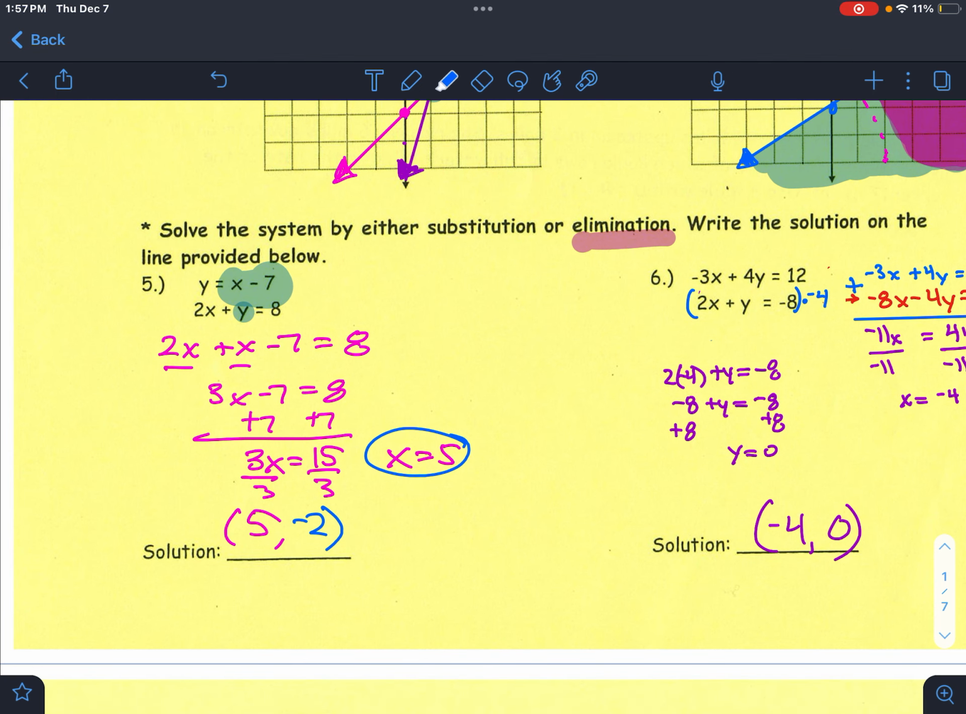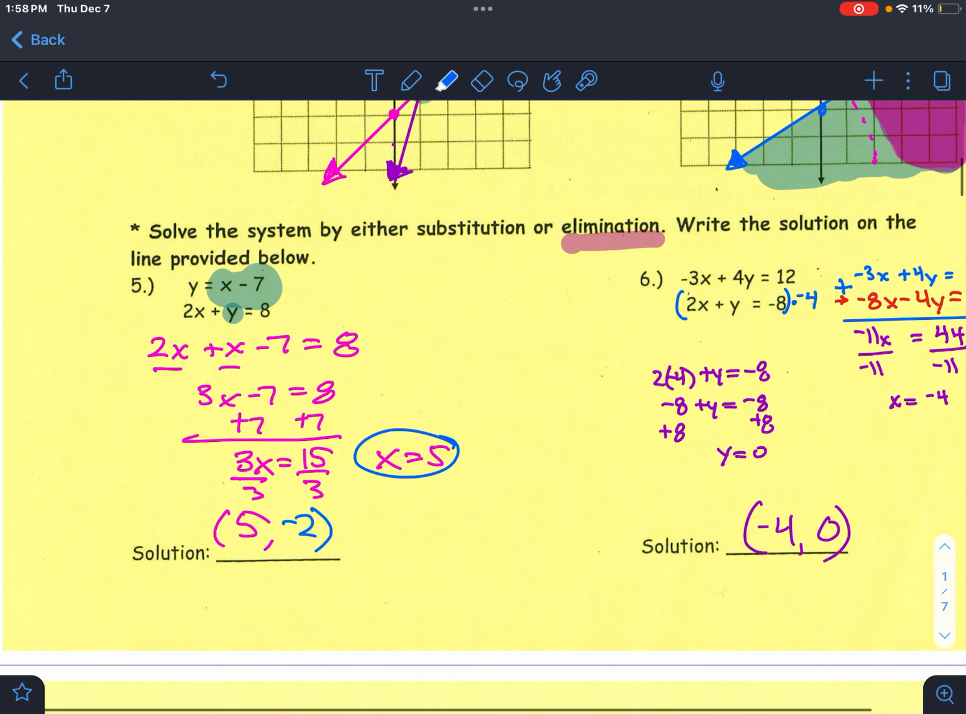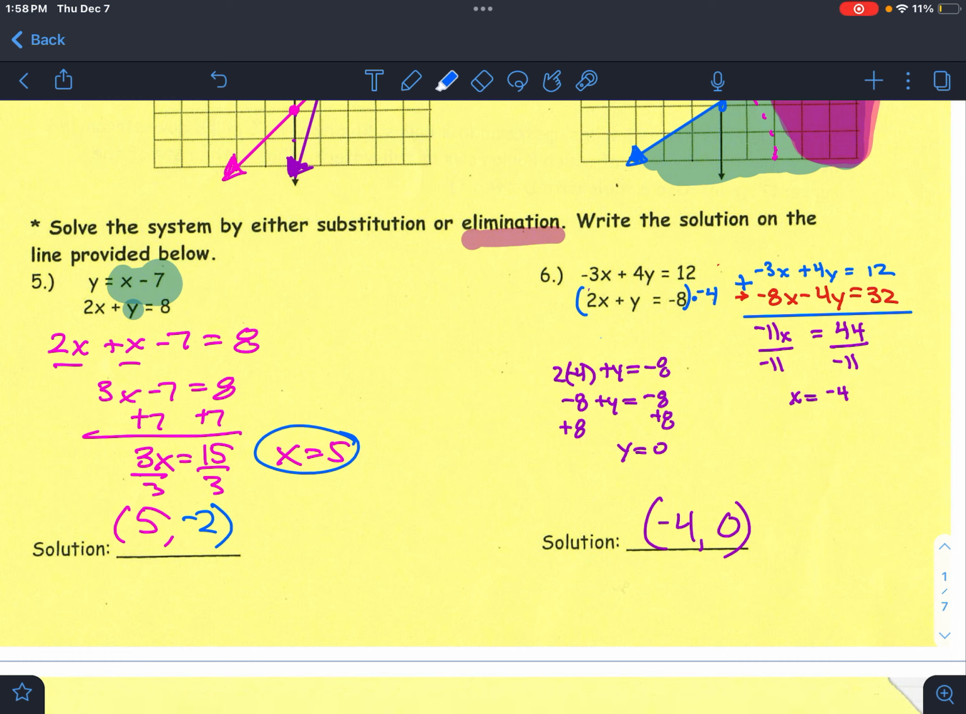On number 5, I use substitution, solving for x, and then substituting to solve for y. Again, all of these I explained in class today, so I'm going to briefly go through these to get to the practice test.